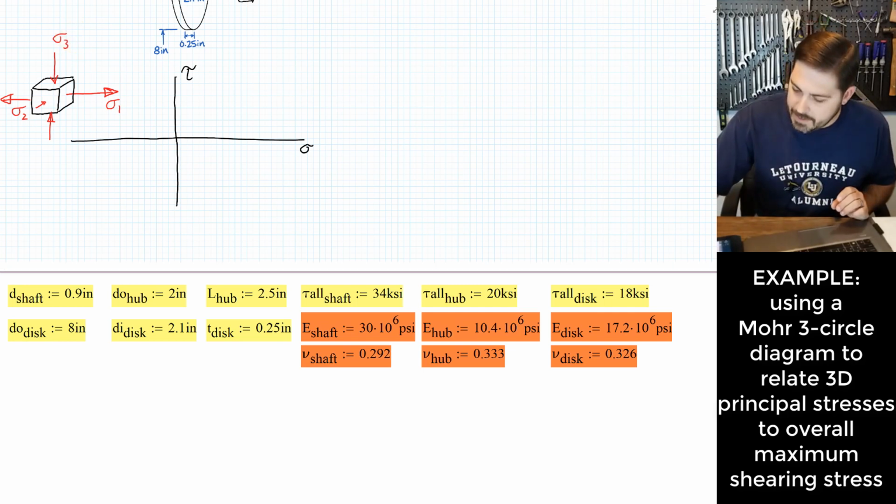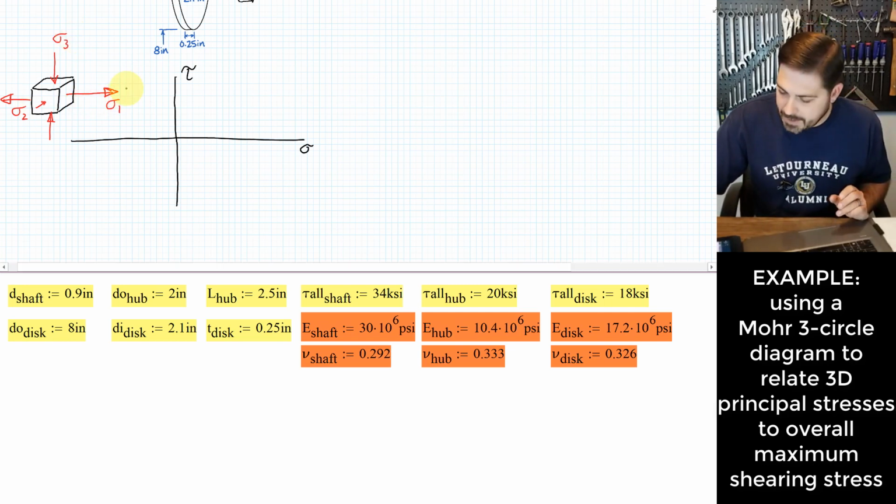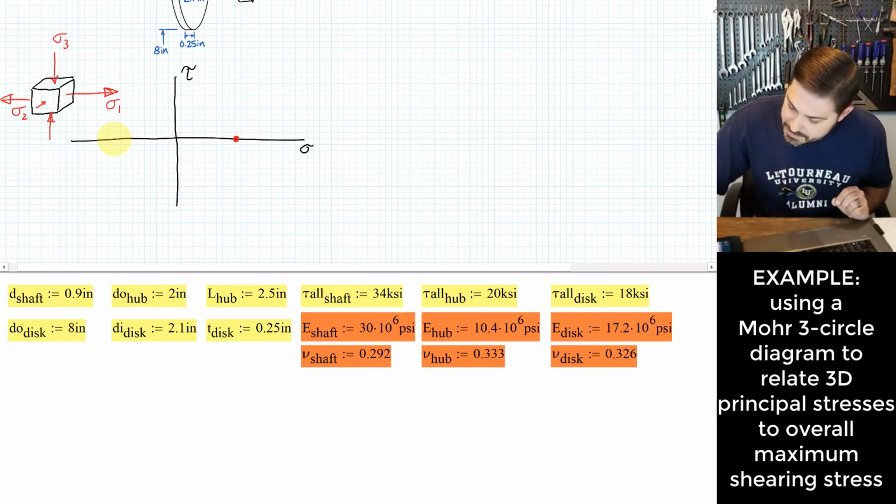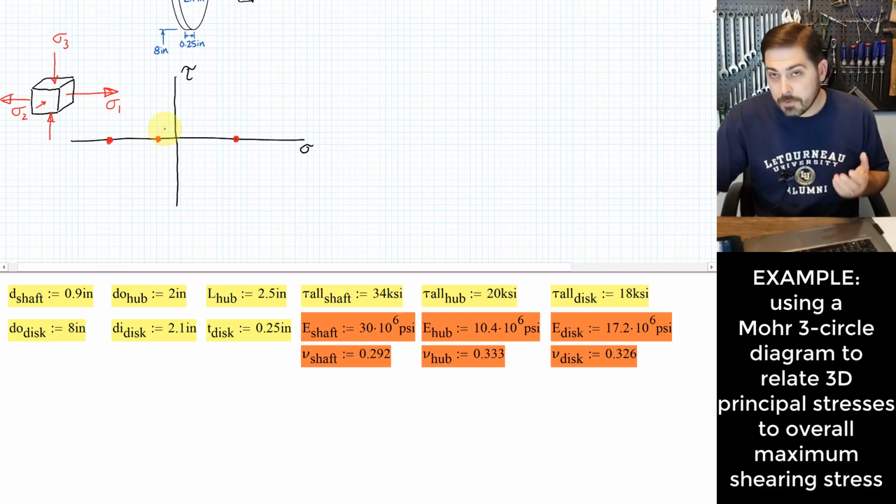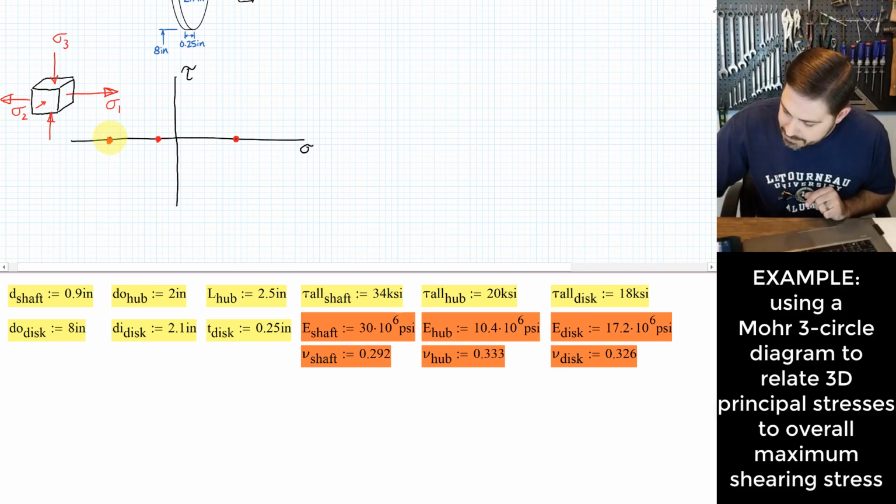Okay? And I'm going to plot each one of these values along these axes right here. So let's say sigma 1 would be relatively large over here. And then sigma 3 is relatively large over on this side of the axis. And then I've got sigma 2, which is also compressive, but it's relatively smaller. And the Mohr three-circle diagram would look something like this, and I should label these. Let me call this sigma 1, this one's sigma 3, and this one's sigma 2.